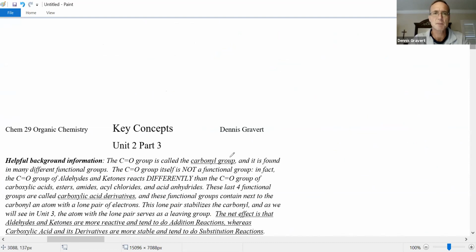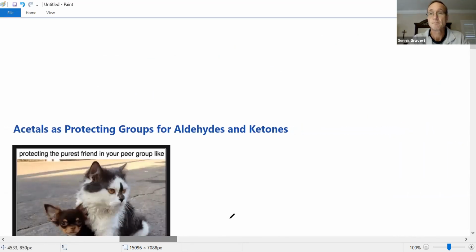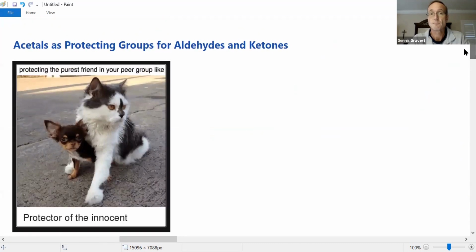Nothing. Last topic. Let's talk about protecting groups. So it's been a while. In Unit 1, we saw some protecting groups. They're still around. Well, it turns out the acetal group is an excellent protecting group.